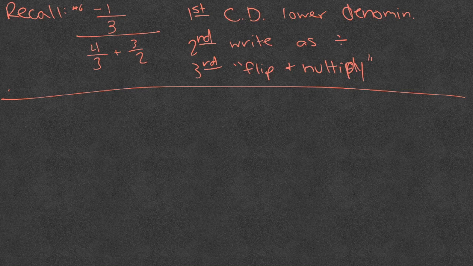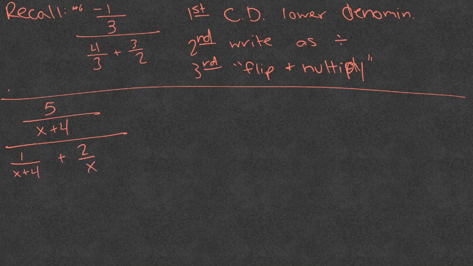Now we're going to take a peek at complex fractions that have rational functions in them. So what I mean by it is this problem right here: 5 over x plus 4 all over 1 over x plus 4 plus 2 over x. So now we're going to be mixing new things that you guys have learned. You learned how to add rational functions that have different denominators, and you learned how to divide rational functions. So we're going to be doing both in this problem.